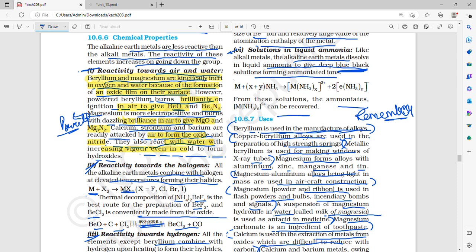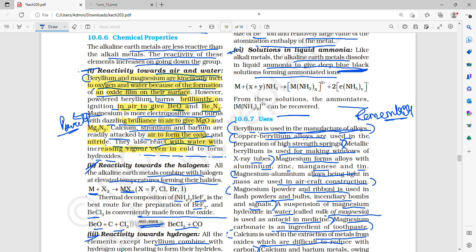Now, reactivity towards air and water. Beryllium and magnesium are kinetically inert to oxygen and water because of the formation of an oxide film on their surface. However, powdered beryllium burns brilliantly on ignition in air to give beryllium oxide BeO and beryllium nitride Be3N2. Magnesium is more electropositive. So the magnesium powder also burns with dazzling brilliance in air to give magnesium oxide MgO and magnesium nitride Mg3N2.